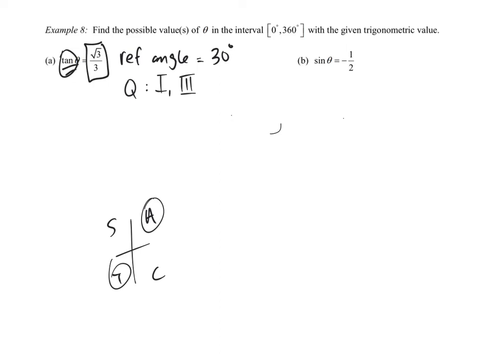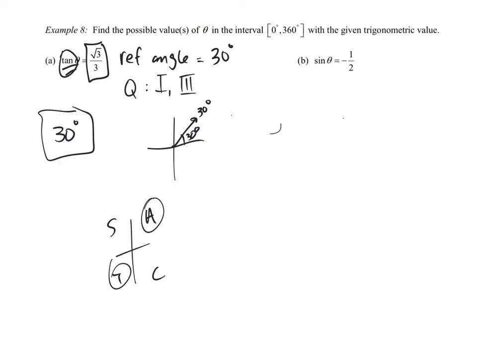Okay, so what angle in quadrant 1 has a reference angle of 30 degrees? Well, that would just be 30 degrees. If you draw just a quick picture, I want an angle in quadrant 1. I want the reference angle to be 30 degrees. So obviously, that's just going to be 30 degrees. So that's going to be one of our answers here.